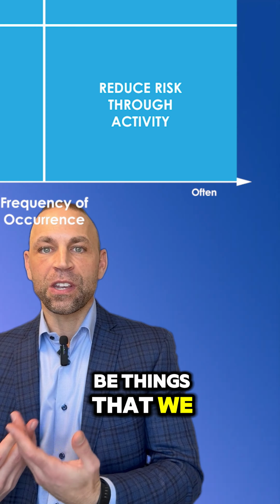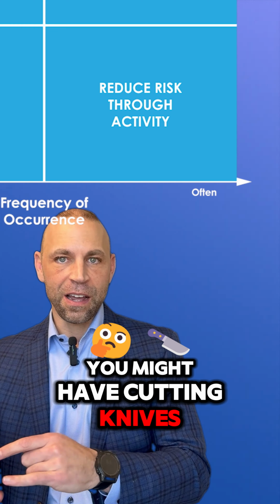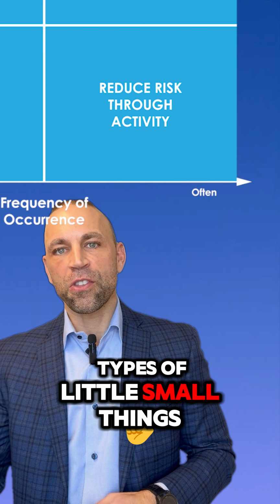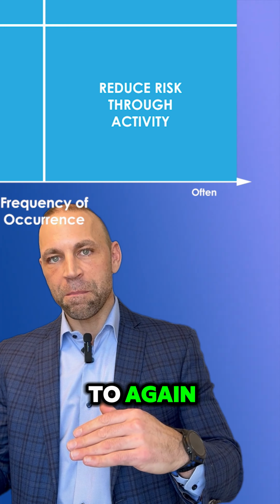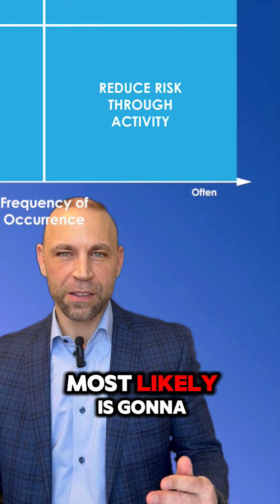There might be things that we can do, such as cutting things in the kitchen. You might have cutting knives, you might have sharper blades, you might have other types of little small things to manage that risk as the likelihood continues, but the overall impact most likely is going to be low.